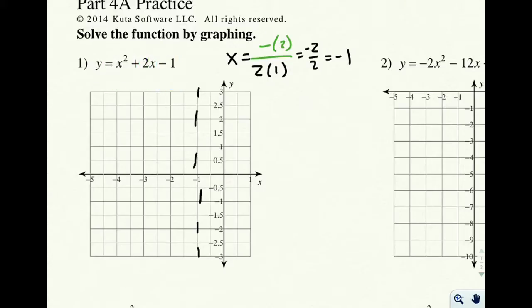So if I think of negative 1 squared plus 2 times negative 1 minus 1, negative 1 squared is positive 1, minus 2, minus 1. So 1 minus 2 minus 1 is negative 2, which means that my vertex is back 1, down 2. So right down here is my vertex.